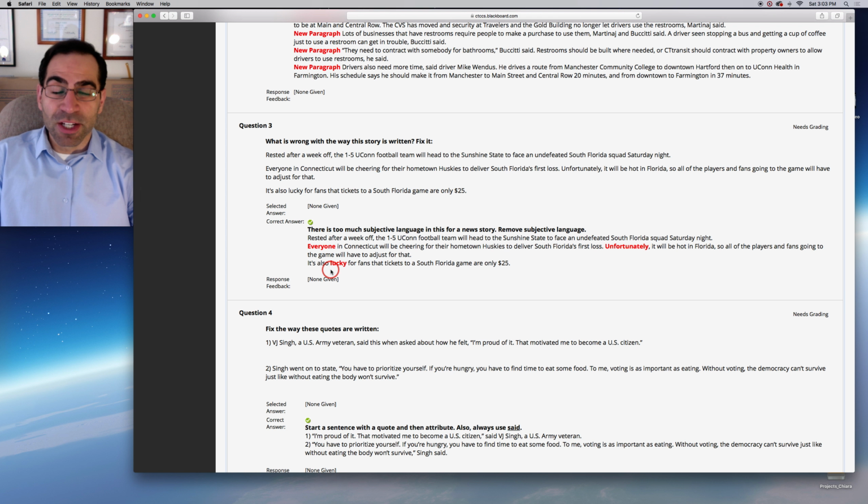Just say, tickets are $25. You could even compare it. You could say, South Florida game tickets are $25 as opposed to UConn games, I don't even know, that are 80 or 100 or whatever it is. So you could still mention this fact, but don't just be putting in subjective language. You've got to take yourself out, and it's hard to do.